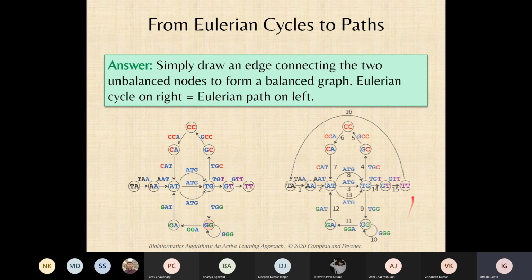Exactly. So when you add an edge from TT to TA, you complete the cycle, and TA and TT both become balanced, and this graph basically becomes a balanced graph. So whenever you are given a graph and you have to check whether an Eulerian cycle exists, you connect the edges which might be unbalanced, adding one or two edges, and then check whether the graph becomes balanced or not.